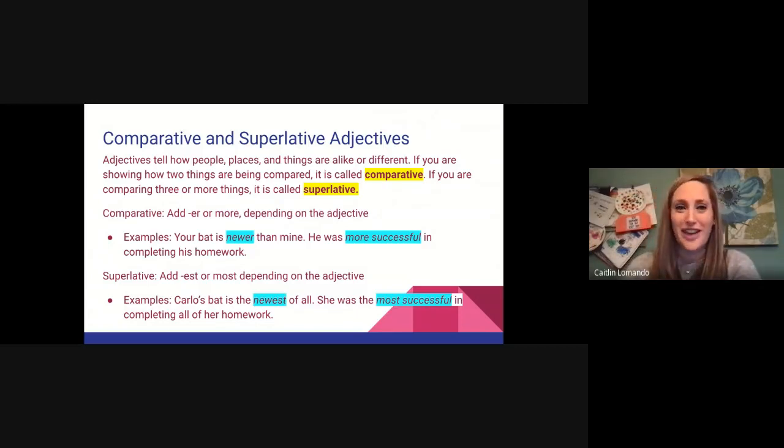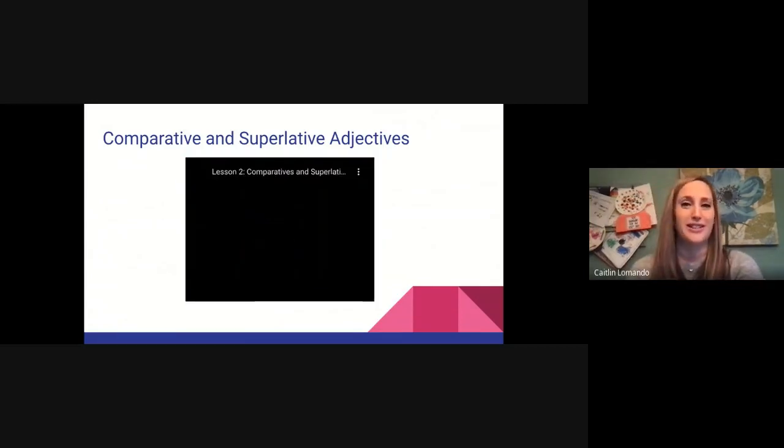For a superlative adjective, you add est or the word most, depending on the adjective. Examples would be, Carlos's bat is the newest of them all. That compares Carlos's bat to everybody else's. Another example would be, she was the most successful in completing all of her homework. That compares her to everyone else in class. Again, think about what sounds right. Successfulest doesn't sound right. That's a mouthful. So say it in your mind and think about what sounds grammatically correct.